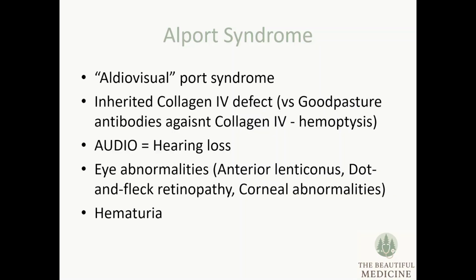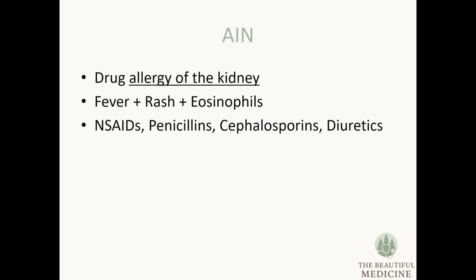So you have, of course, by our mnemonic, you don't need to be a genius to infer that, but you have audio, hearing loss, and also you have eye abnormalities. So those here are just fancy terms: anterior lenticonus, dot and fleck retinopathy, corneal abnormalities, and you also have hematuria because it's nephritic. So whenever you have hematuria, most of the time I think you can infer that it's just nephritic.